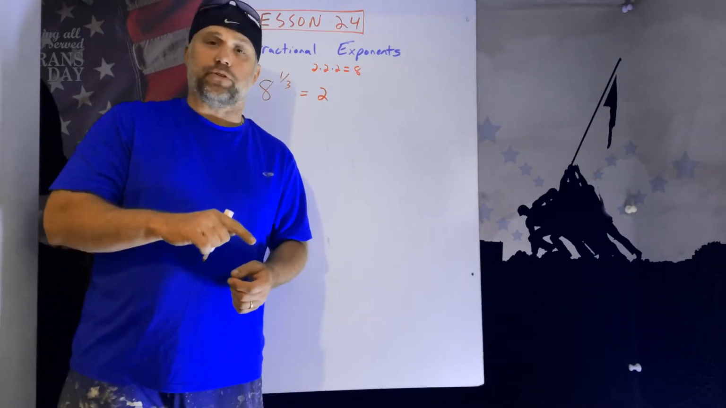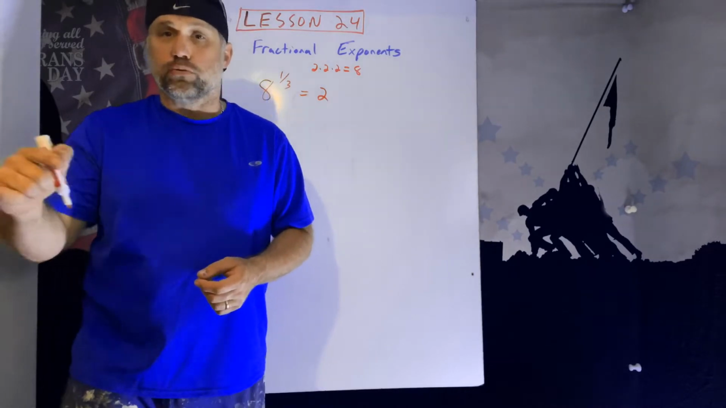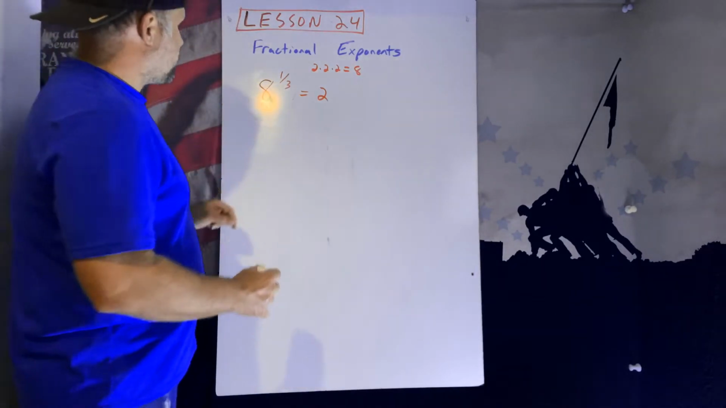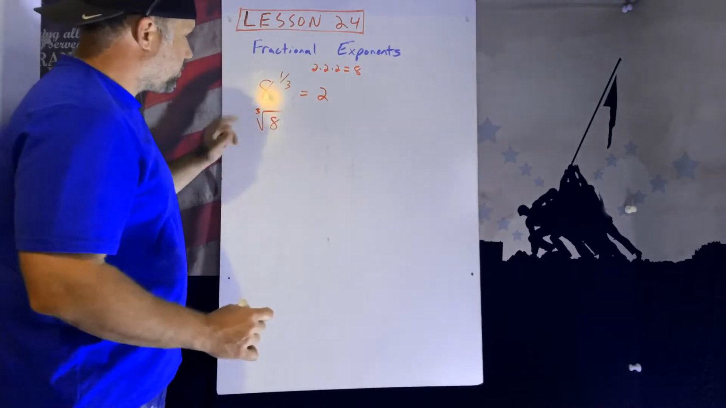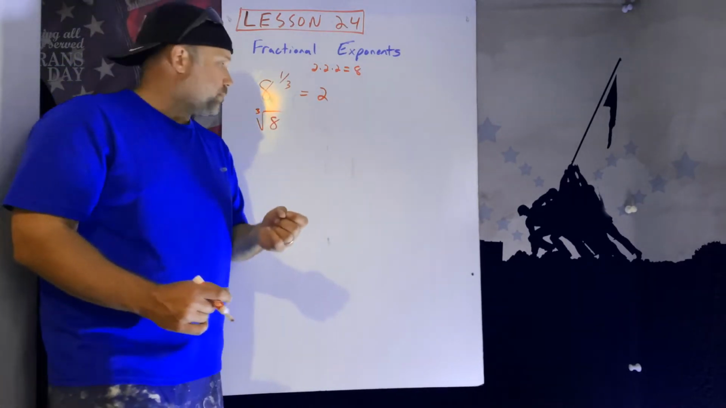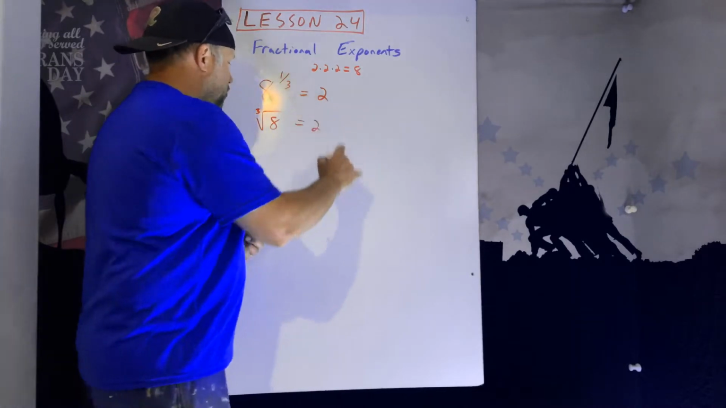Raising to the 1/3 is the same as cube rooting. So 8 to the 1/3 is the same as taking the cube root of 8. That little 3 out there means we're taking the third root of 8. And of course the result is 2.